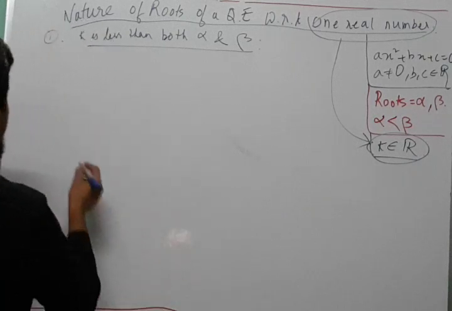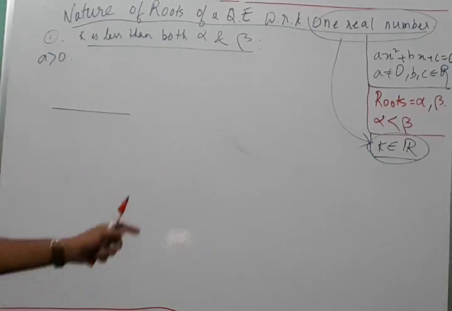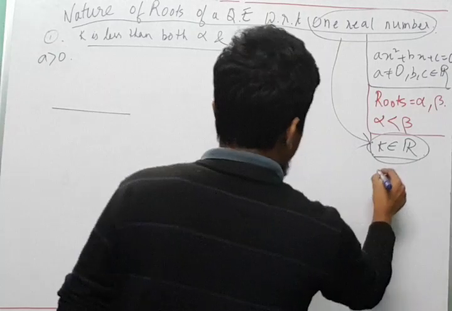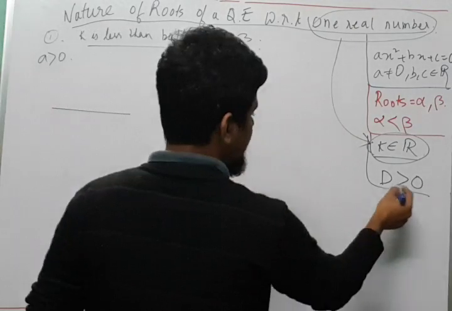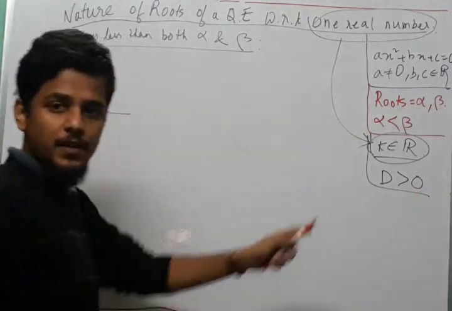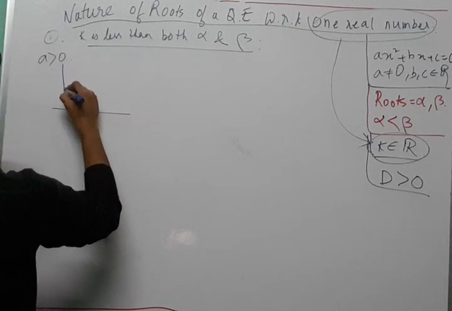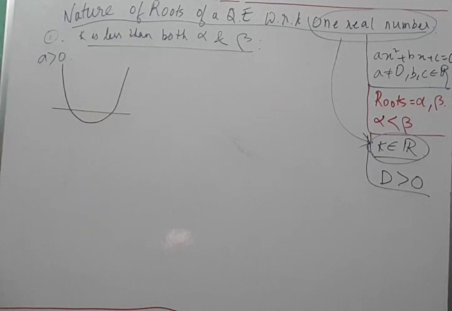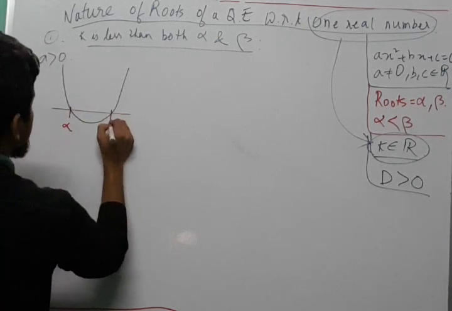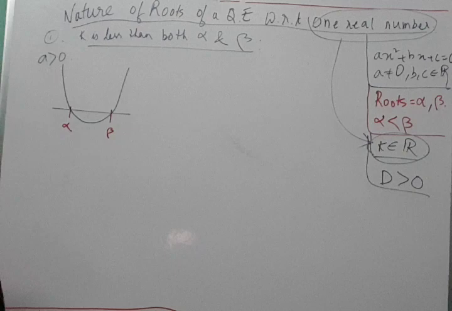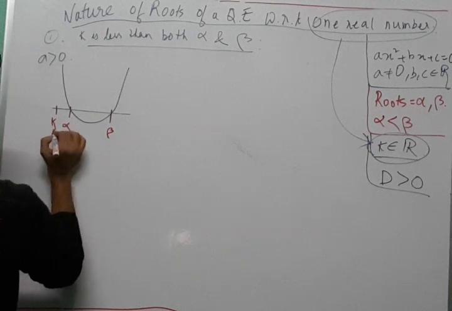So now if we try to draw the curve, suppose we take the example that a is greater than 0, and since alpha and beta are roots, that basically means that the discriminant is greater than 0, and since alpha is not equal to beta, the discriminant is not equal to 0 but positive. So if a is greater than 0, the curve will look somewhat like this. This point is alpha and this point is beta. It has been said that k is less than both alpha and beta, so suppose k is somewhere around here.